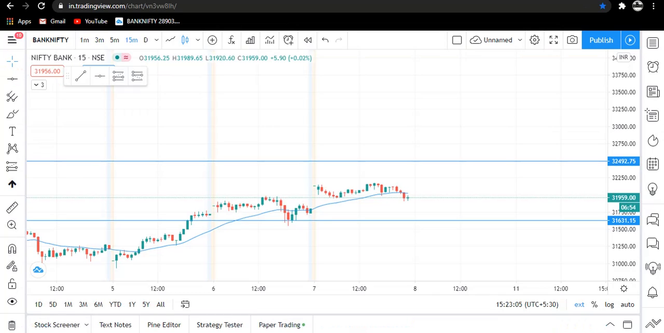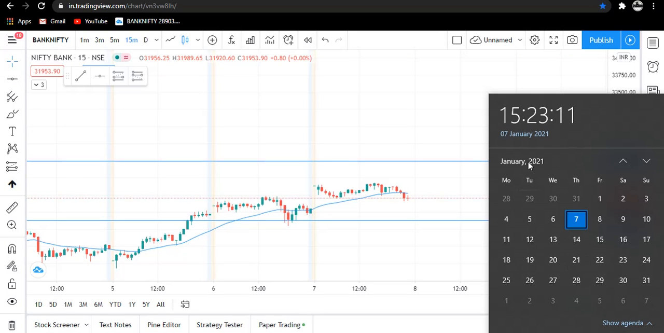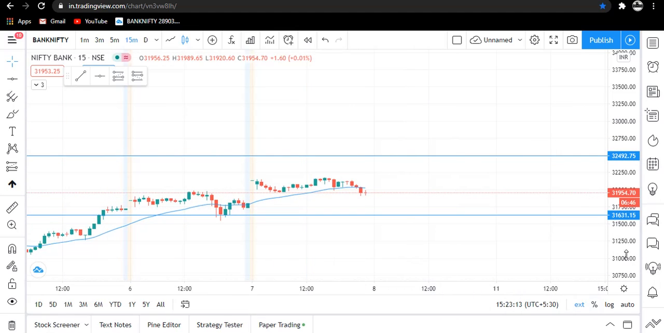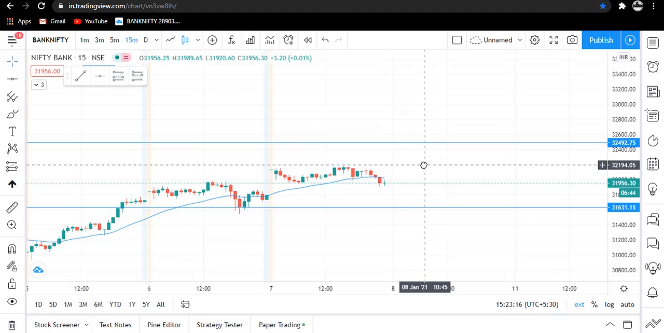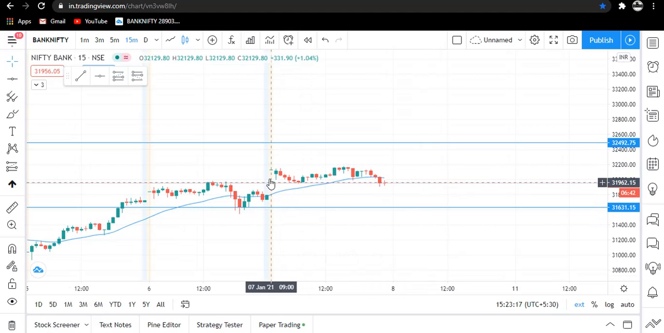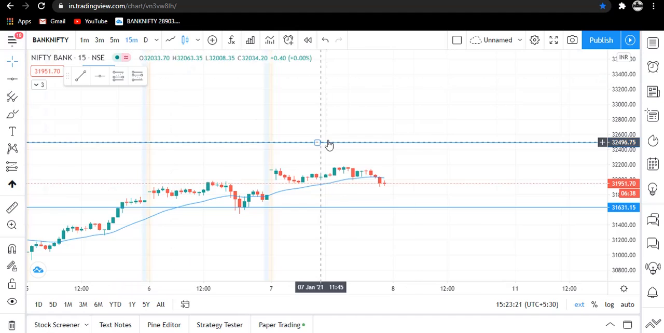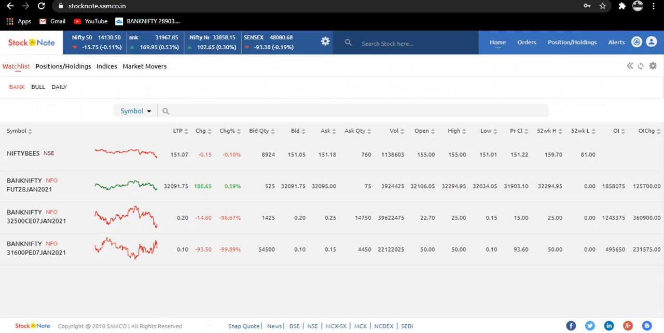So traders, currently the time is 3:23 PM and you can see the market is now closing, and it is closing between our range only. This is the 15-minute chart, you can see. Now let me open the prices of the options. Here you can see they are both trading at 25 paise and 5 paise only.